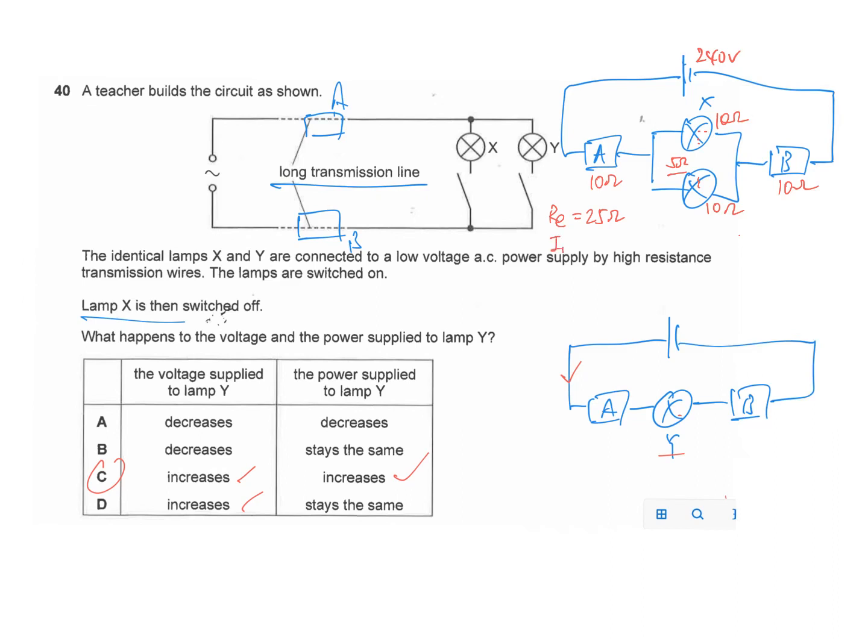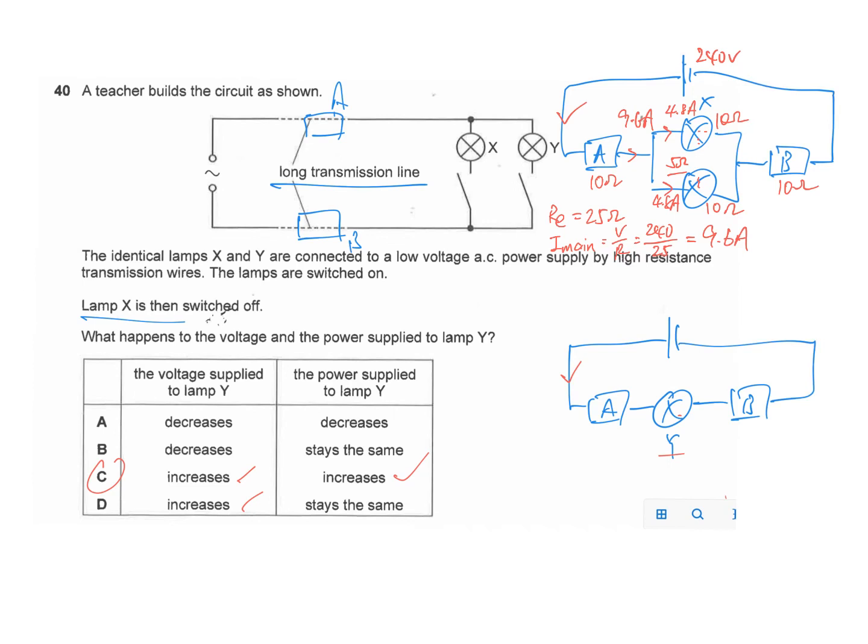So I want to find the main current flowing through the circuit, which is here. It will be V over R. I use the EMF, and the total resistance is 25, and the main current will be 9.6 ampere. Because the two bulbs are identical, basically they'll split 4.8 ampere here and 4.8 ampere here.